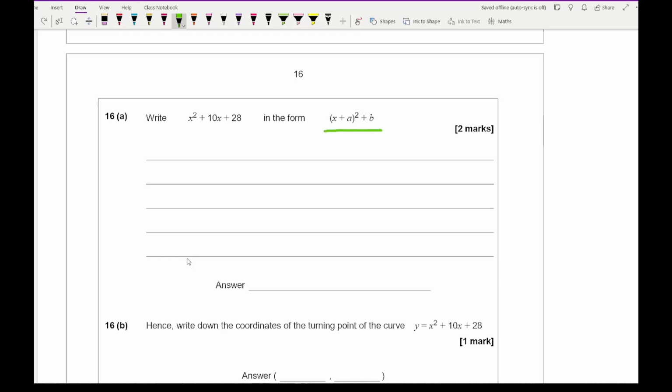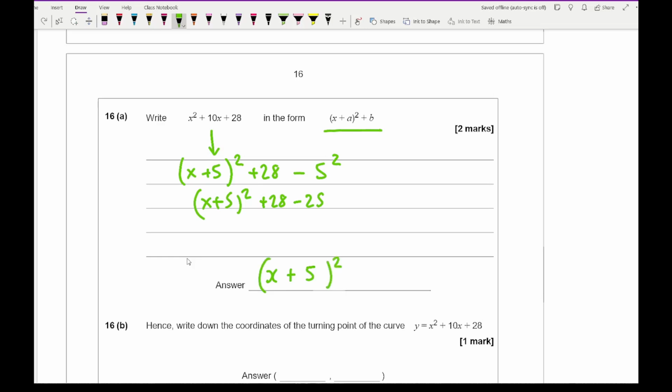So here I set up my format, and the number inside the bracket is always going to be half the coefficient of x, so that's going to be plus 5. Plus 28, and then I always subtract the number inside the bracket squared. So that's 5 squared, so that's (x plus 5) squared plus 28 minus 25, which gives me my final answer of (x plus 5) squared plus 3.